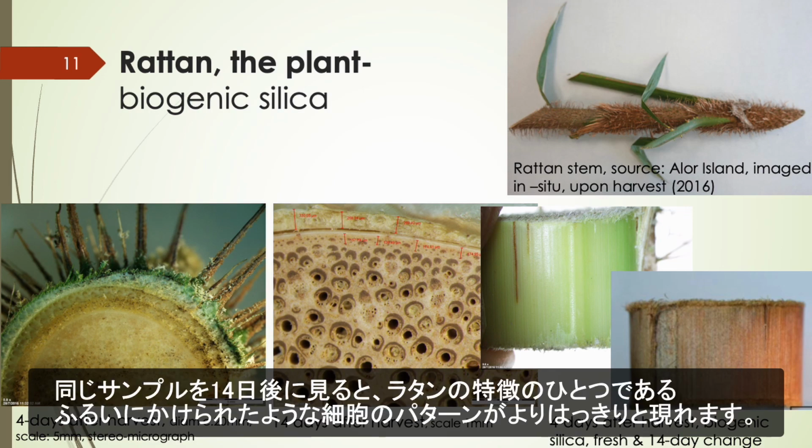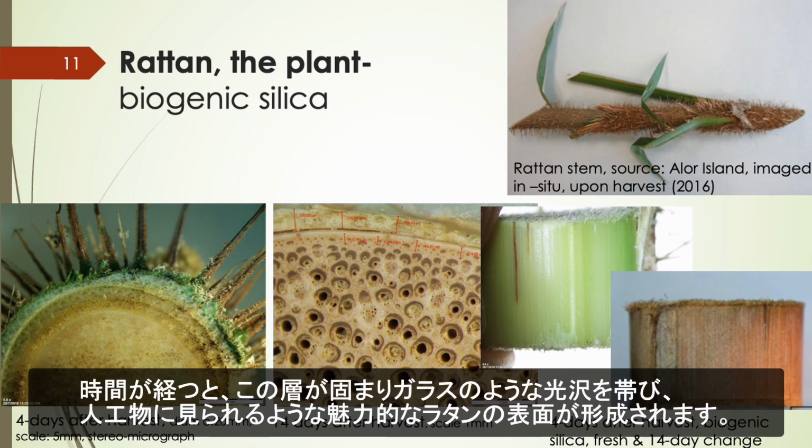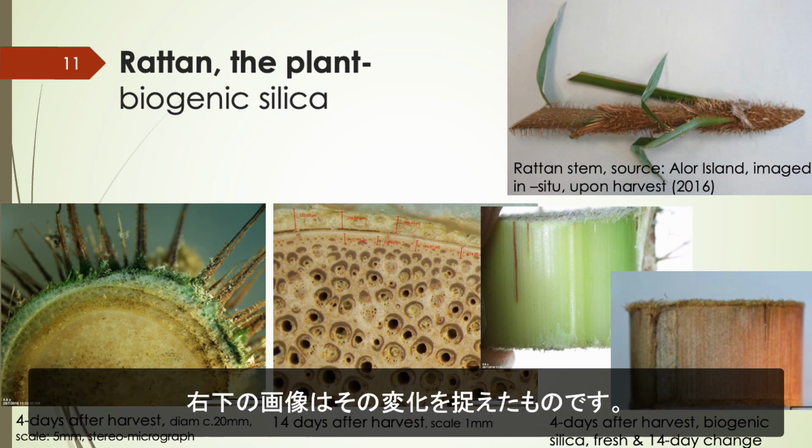The same sample after 14 days is showing a much more pronounced pattern of that characteristic sieve-like structure of large cells, and you can see it in the central image. And the emerald green, which you see from the front in the next image, is a biogenic silica, and when it's fresh, it is gel-like and colloidal to touch. After several days, it changed and solidified, probably through polymerization, to form that glassy and glossy layer which we see on furniture. So that is captured in the very bottom image.